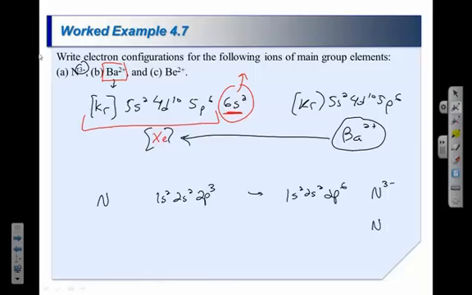I don't care if you write nitrogen 3- or nitrogen -3. Either way, it's the same thing.